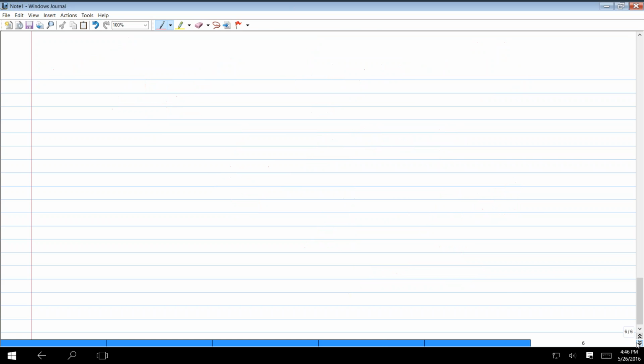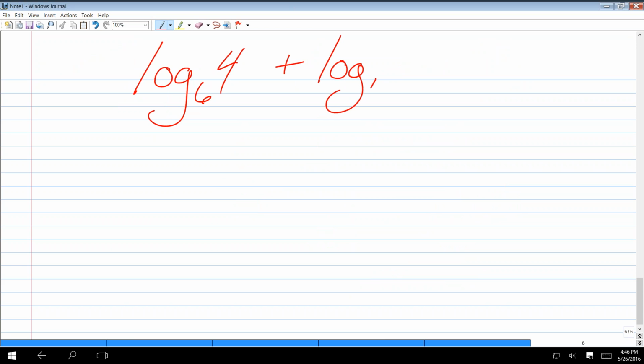Log base 6 of 4 plus log base 6 of 9. That's log base 6 of 4 times 9. Correct. That's log base 6 of 36, which is 2. Correct.